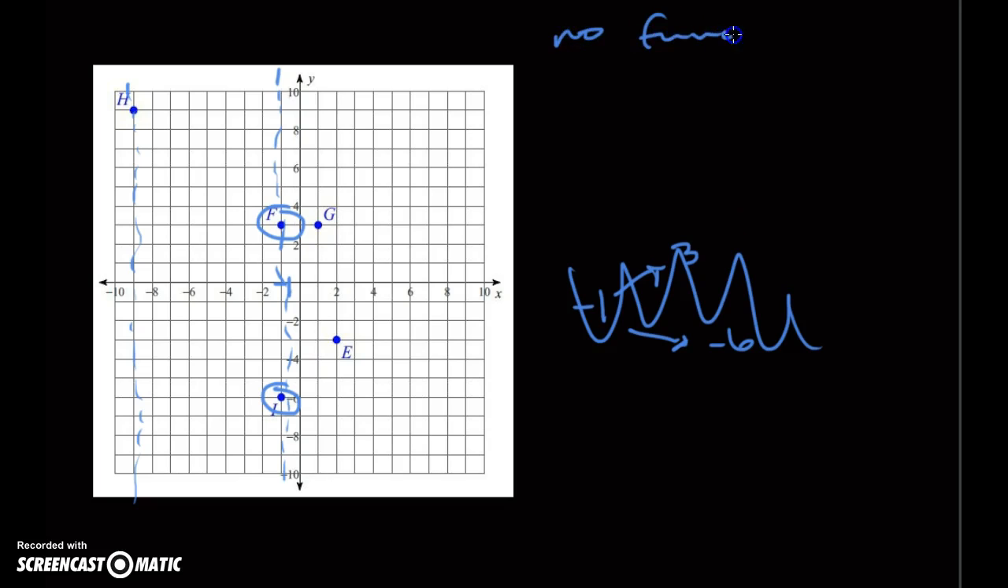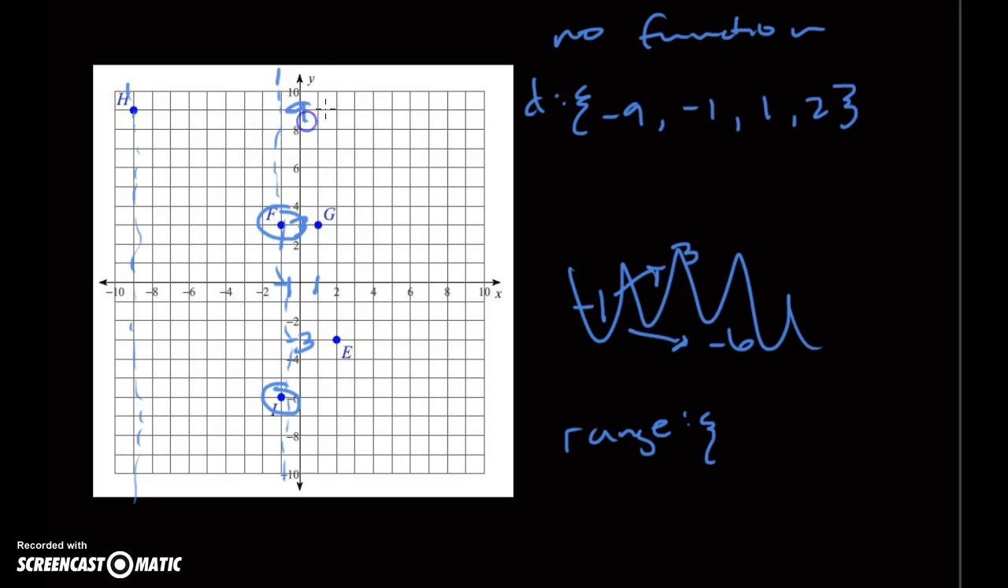However, we're still going to identify the range and the domain. So the domain here is -9, then we've got -1, we've got +1, it looks like, and then we've got 2. So -9, -1, +1, and 2. And then the range, same thing, but for the y's. We've got -6, it looks like -3, looks like we've got 3, and then we've got 9. So we've got -6, -3, 3, and 9. And that's our range.